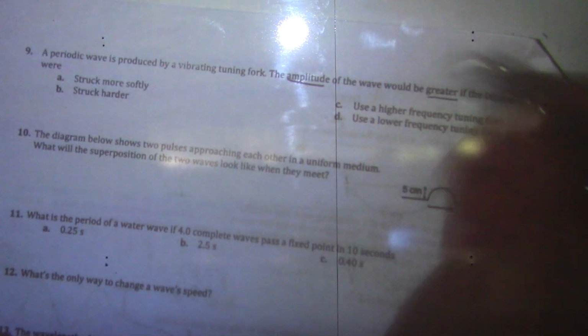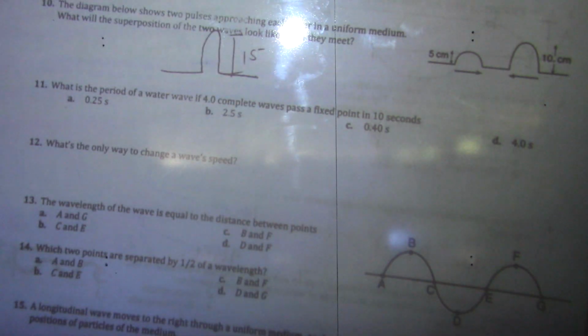I want the amplitude to be greater. Amplitude would be like the volume, right? So I could just strike it harder. I'll have a greater displacement movement. These two, when they meet, this is going to be a constructive interference. So you add together, this becomes 15. This is what they look like the instant that they meet. And then they'll, of course, pass through and continue.